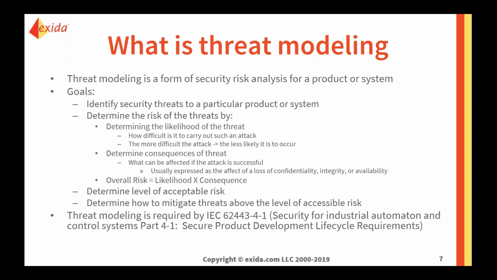And a key part of threat modeling is not only to identify the threats, but determine the risk of the threats. And the risks of the threats are important because you might not be able to address every threat that's possible, but if you can assign a risk, you can determine which ones are the highest risk and address those first, and try to address the most critical ones. Risk is generally determined by looking at the likelihood and consequences of a threat.